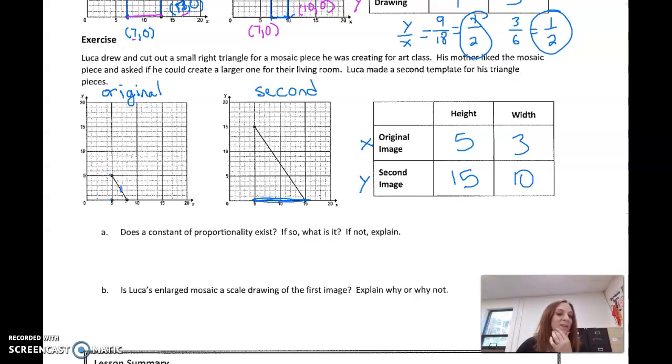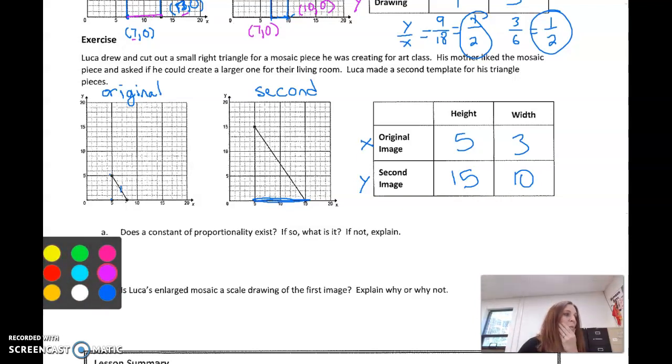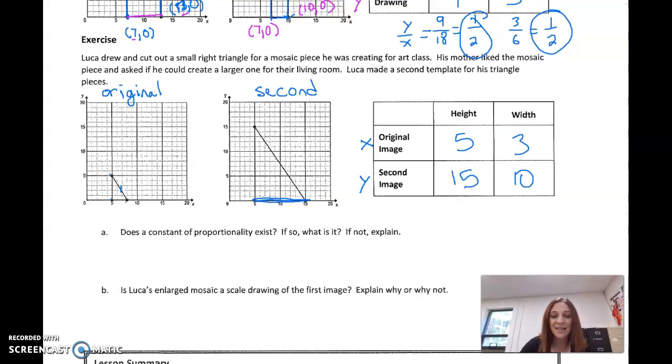So if I want to find the constant, which we're going to need to do right here because it says, does a constant of proportionality exist? Well, let's find out. Y divided by X. So again, this is Y, this is X. 15 divided by 5 equals 3. Cool? So we know our height got 3 times bigger. But remember, to be a constant, it has to be the same for all of it.